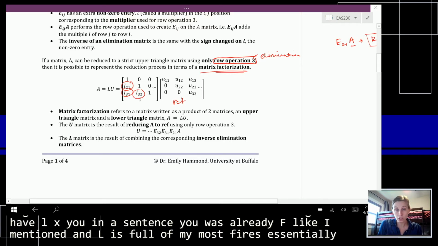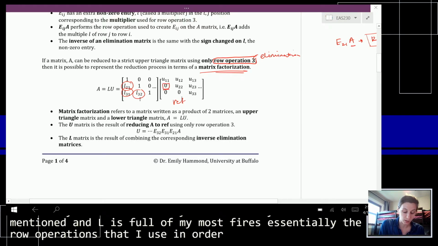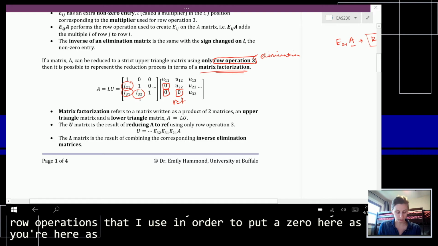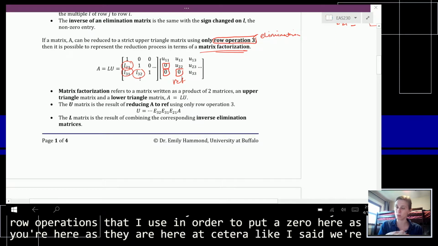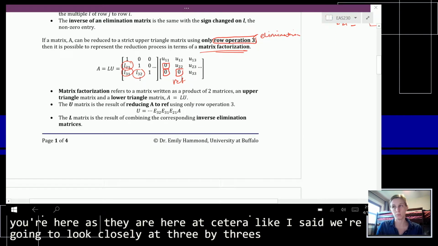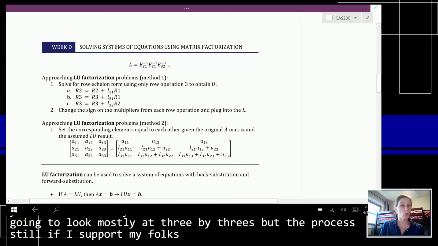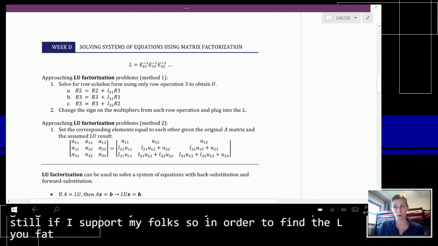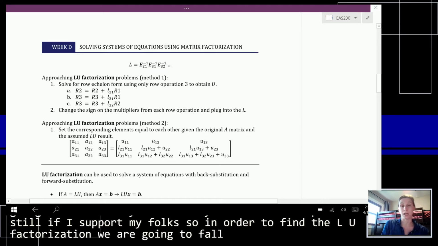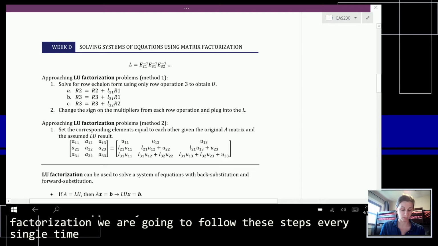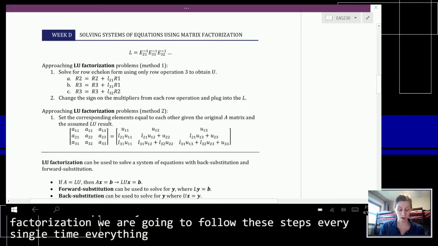Essentially, L holds the row operations that I used in order to put a zero here, a zero here, a zero here, etc. Like I said, we're going to look mostly at 3x3s, but the process still applies to 4x4s. So in order to find the LU factorization, we are going to follow these steps every single time.